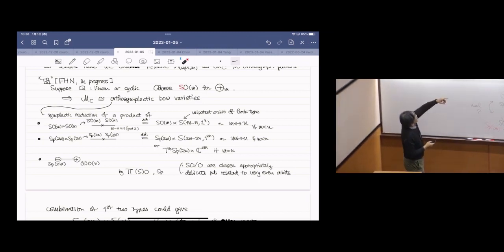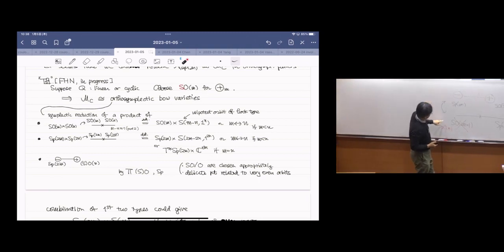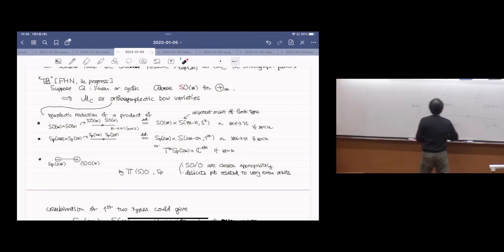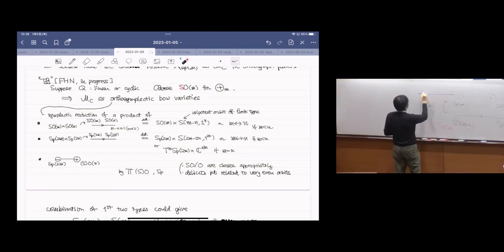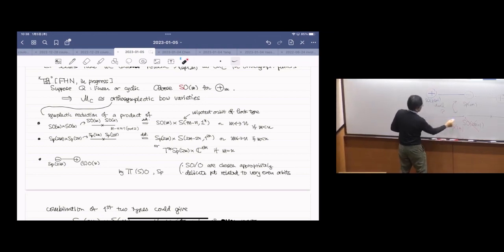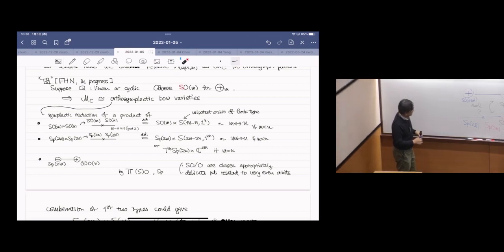And when we define this Bow variety, if you have such a part, then you return back to SP in here. Then we add SP to it. So this is allowed.